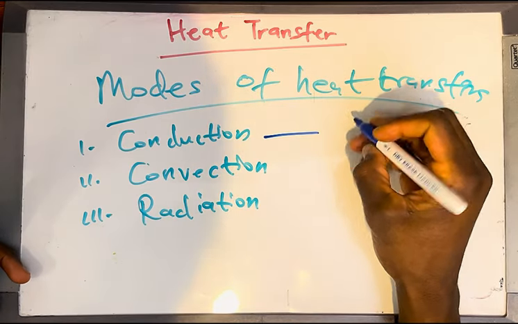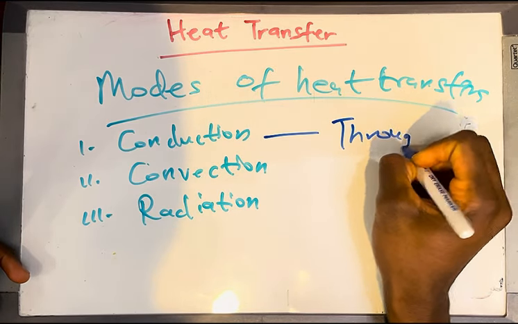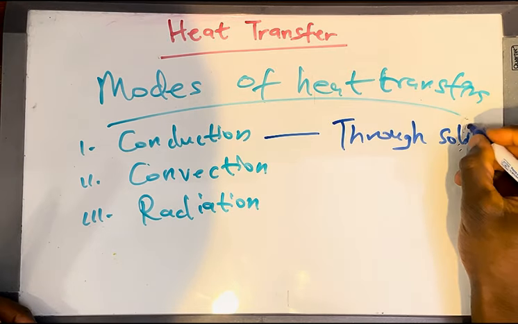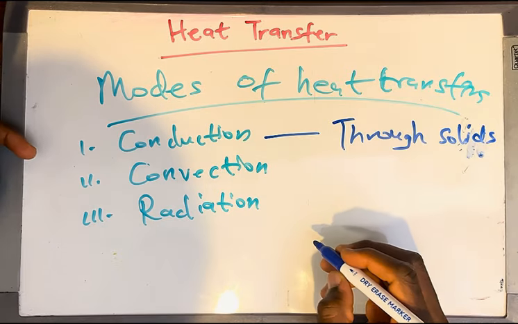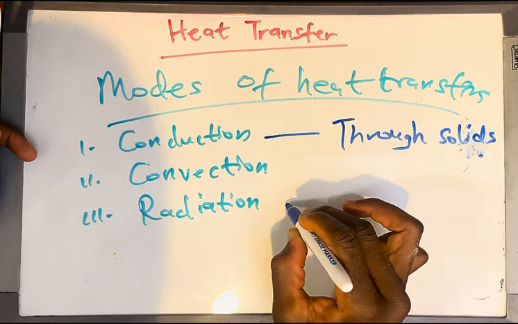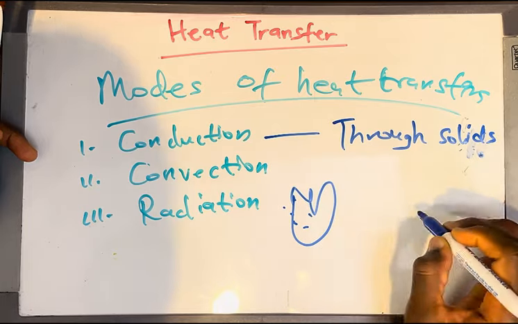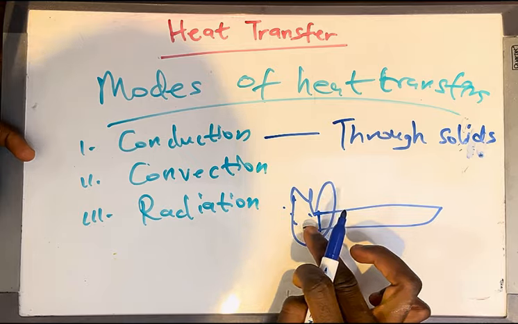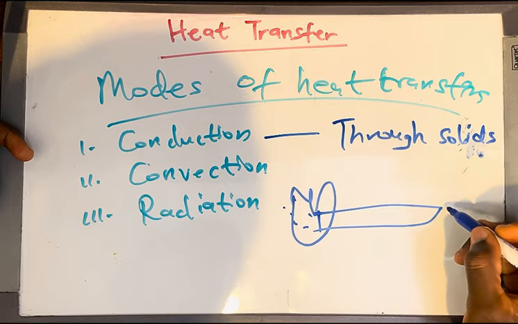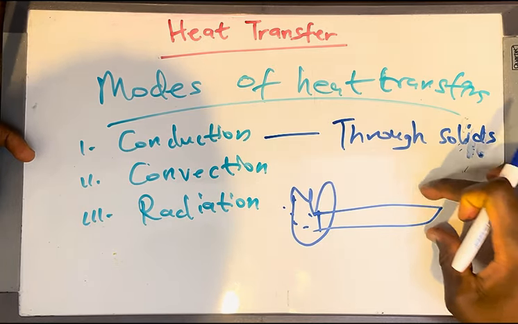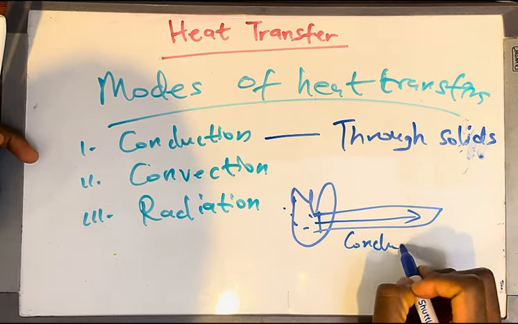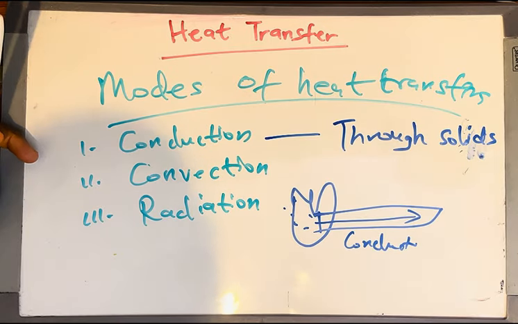Conduction simply means transfer of heat through solids. The transfer of heat through what? Solid materials. A typical example is that imagine I have a fire here, and I have put a metal rod inside this fire. The heat will flow through this metal rod and I'll be able to feel the heat in my palm. And the heat transfer through this is by means of what? Conduction. When heat flows through a solid material, we call it conduction.